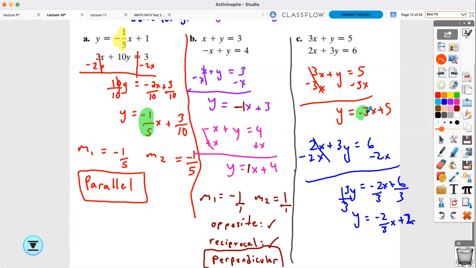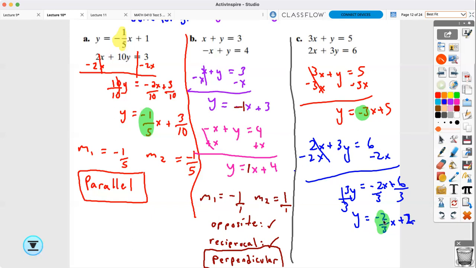Now let's look at the two slopes. We have negative 3 and negative 2/3. Could they be opposite reciprocals? Are they opposites? Yes or no, class? Negative 3 and negative 2/3. Can they be deemed opposite? No, right? Because they're the same sign, so they cannot be perpendicular.